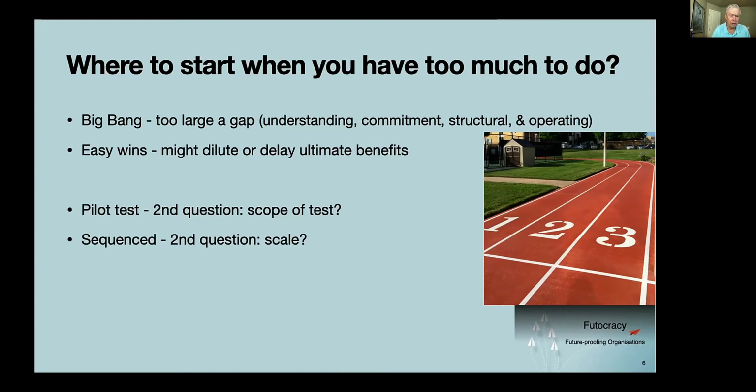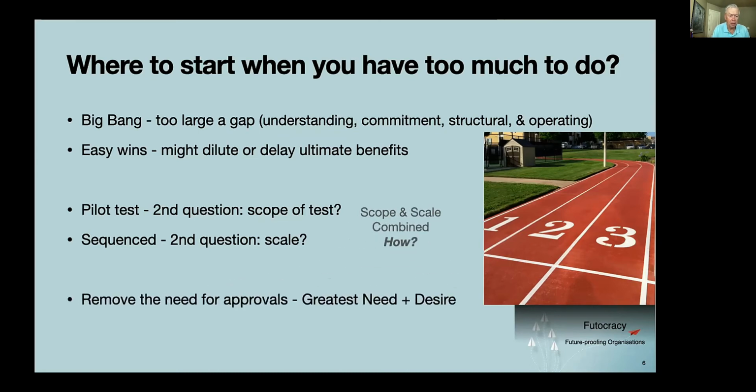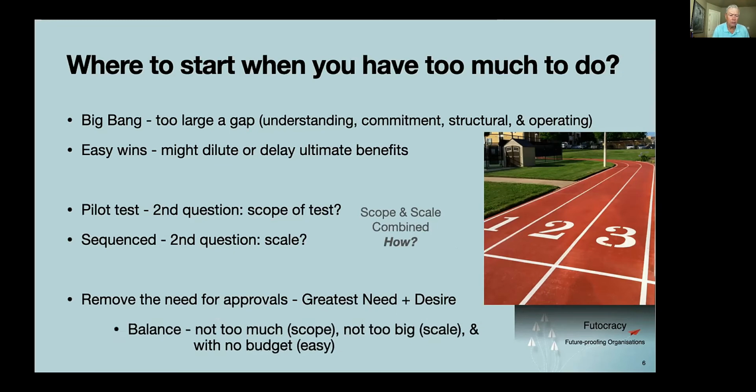The key then here is you have to pilot test, but we're going to do it with scope and scale combined. And we're going to be talking about how to accomplish this through a series of stages. The key then is the removal of approvals, looking for the greatest need in the organization, but also the desire among the people that are involved. That will give you a starting point. But again, this is really similar to most organizational change initiatives. We're going to be looking for balance, not too much, watching the scope, not too big, watching the scale, but also we're going to be taking a look at what can be done easily with little to no budget, which brings us back to effectuation.